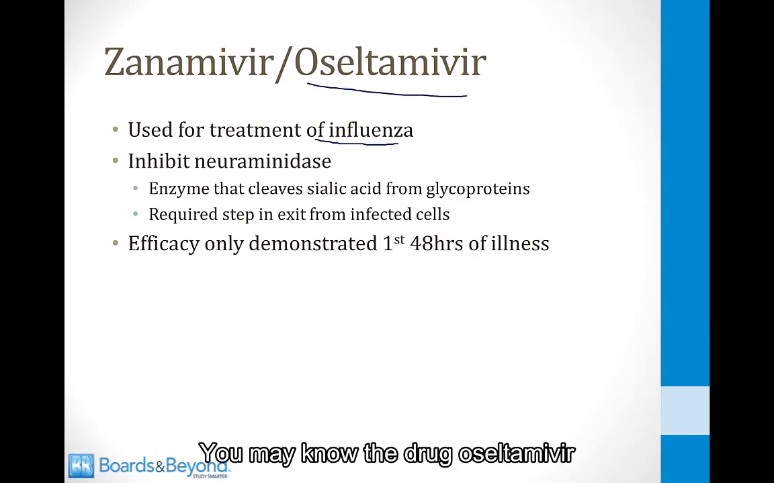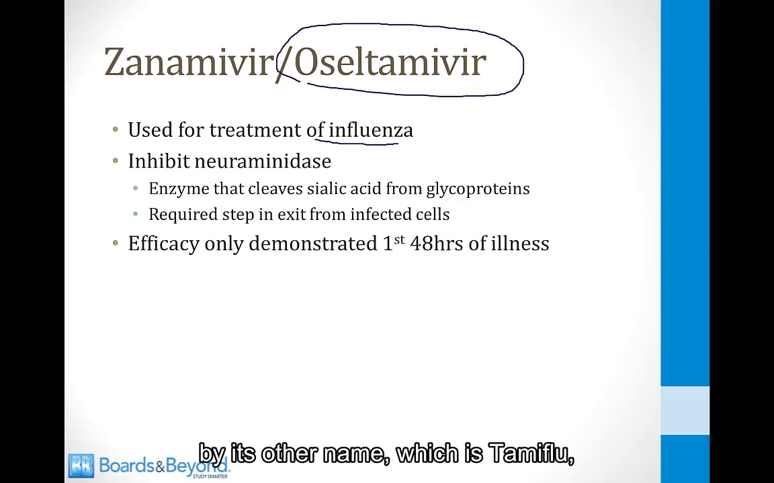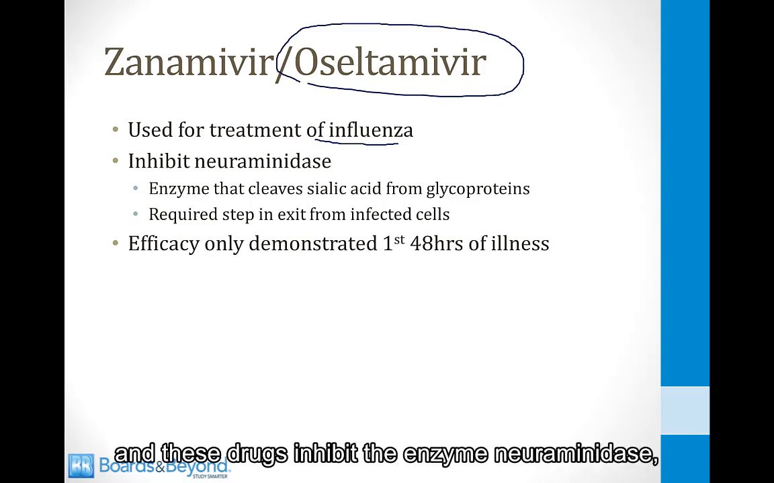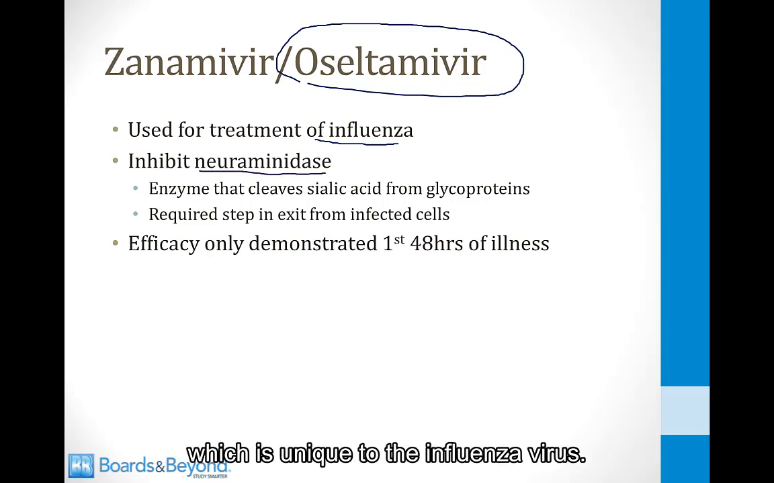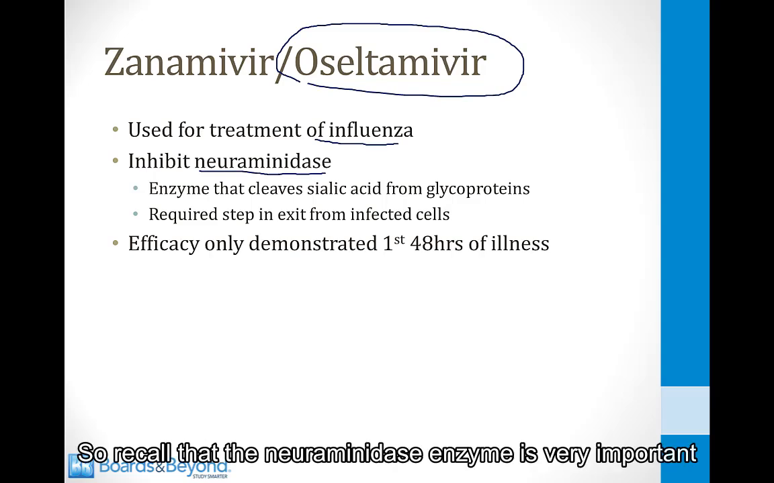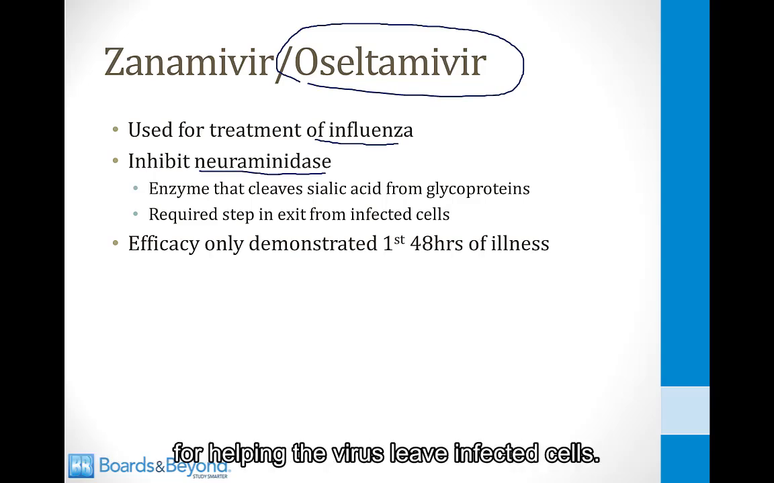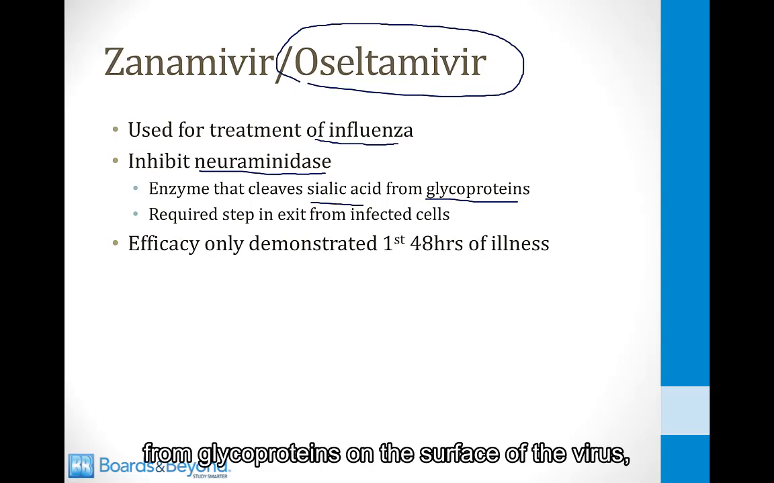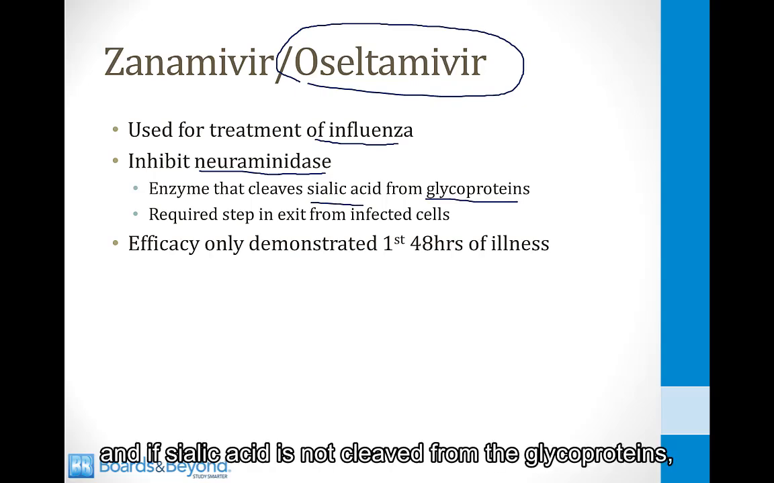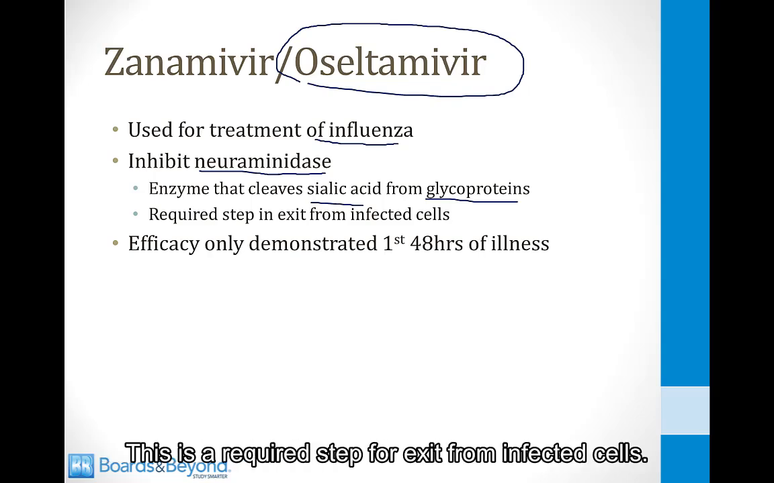Zanamivir and oseltamivir are two drugs used to treat influenza infections. You may know the drug oseltamivir by its other name, which is Tamiflu, and these drugs inhibit the enzyme neuraminidase, which is unique to the influenza virus. Recall that the neuraminidase enzyme is very important for helping the virus leave infected cells. This enzyme cleaves sialic acid from glycoproteins on the surface of the virus, and if sialic acid is not cleaved from the glycoproteins, then the virus can't get out of the cell. This is a required step for exit from infected cells.